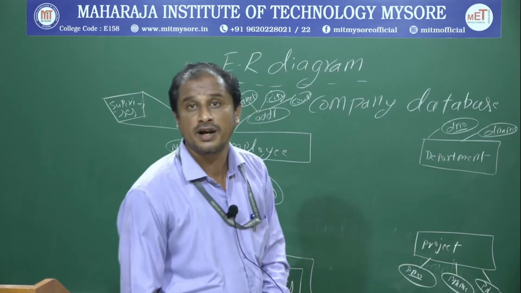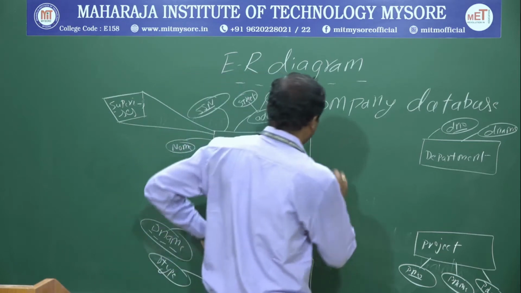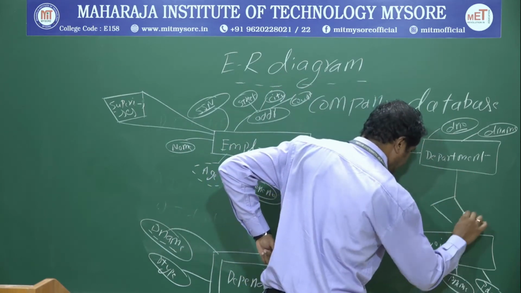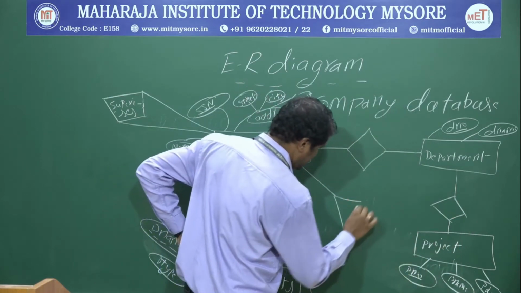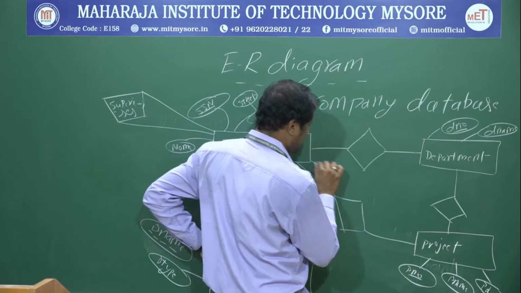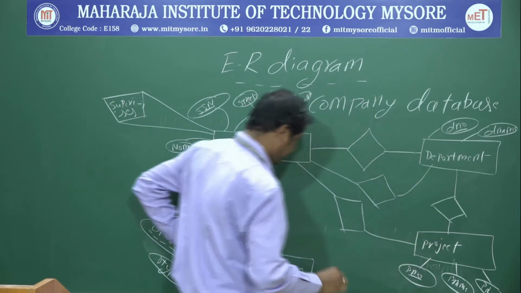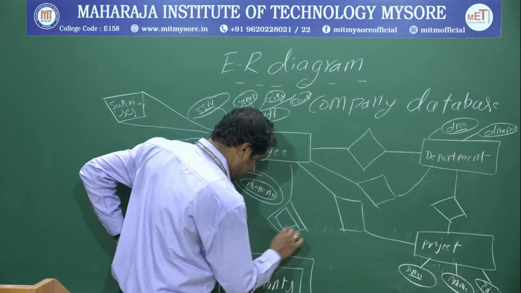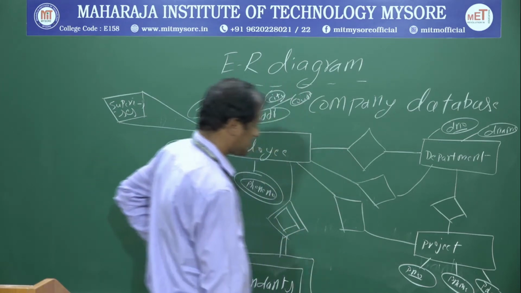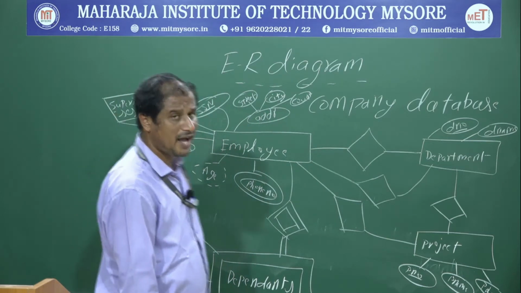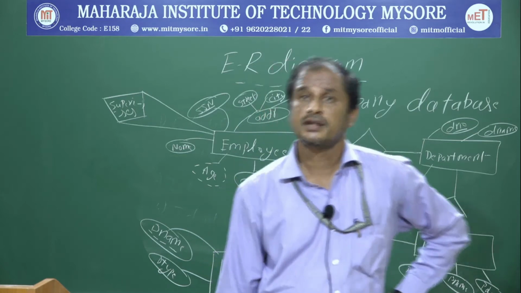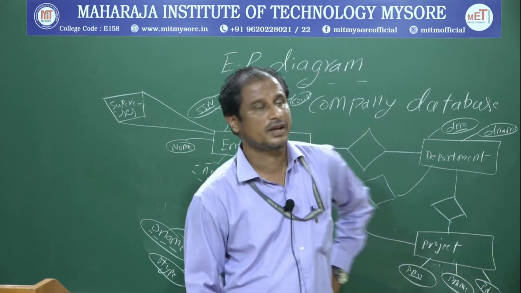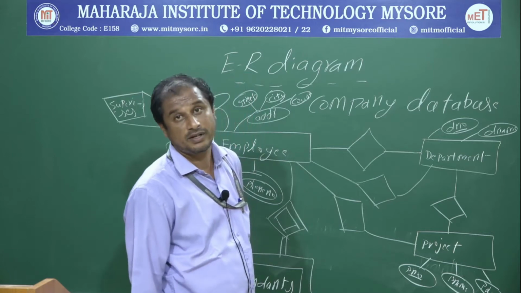The next job is to identify relationships. That is represented by a diamond shape. Then we have the weak entity relationship, that is, employee with dependents. So these are the relationships identified between the employee entity and department, employee with project, employee with dependents, and department with project.